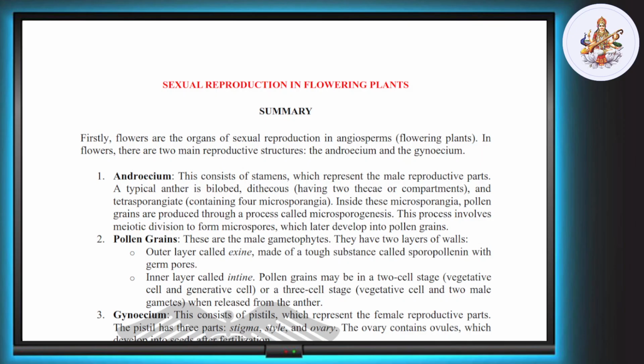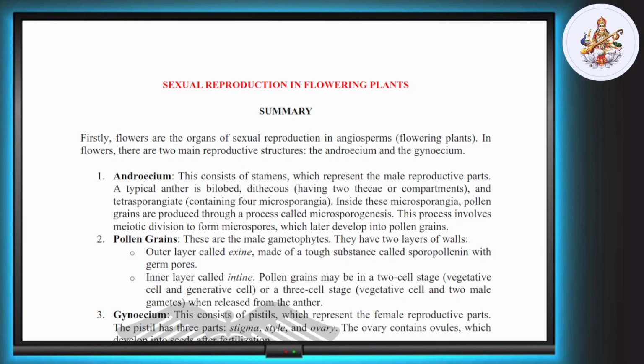Androecium consists of stamens, which represent the male reproductive parts. A typical anther is bilobed, dithecous, having two thecae or compartments, and tetrasporangiate, containing 4 microsporangia. Inside these microsporangia, pollen grains are produced through a process called microsporogenesis. This process involves meiotic division to form microspores, which later develop into pollen grains.